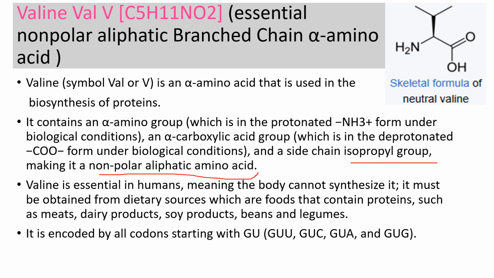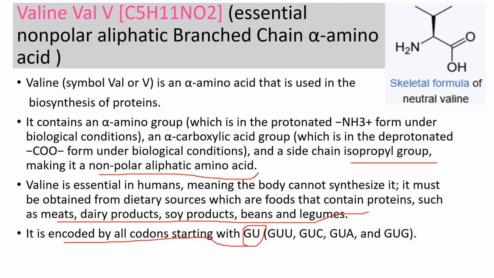Valine is essential in humans, meaning the body cannot synthesize it, must be obtained from dietary food containing proteins, meats, dairy products, soy products, beans, and legumes. It is encoded by all codons starting with the GU. All right, so if you see anything that starts with GU, chances are they are talking about valine.